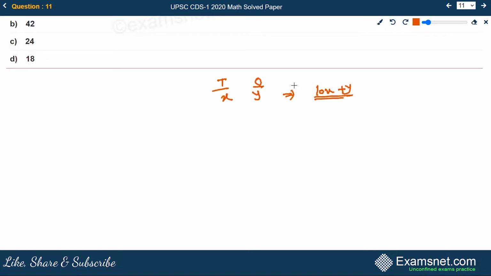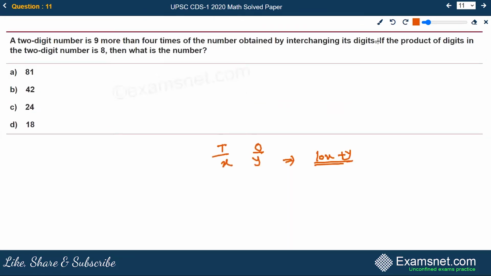So here the digits are x and y. We know that the product of the digits in the two-digit number is already given. Product of digits in the two-digit number is 8, so xy equals 8, or y equals 8 by x.